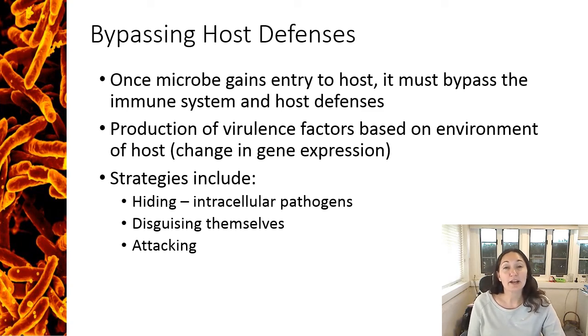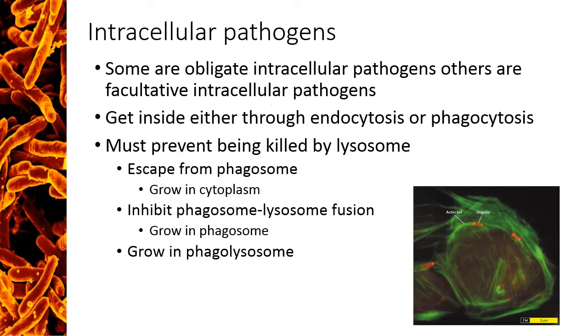The three main strategies that pathogens can use to bypass the immune system and the host defenses are: one, hiding. So if they're intracellular pathogens and they get in the cell themselves, they can avoid some of the immune system responses. Two, disguising themselves so they don't necessarily look the way a pathogen would. Or three, attacking the immune system before the immune system can attack it. We're going to look at each one of them individually.